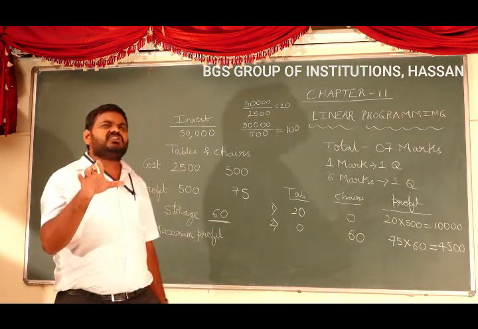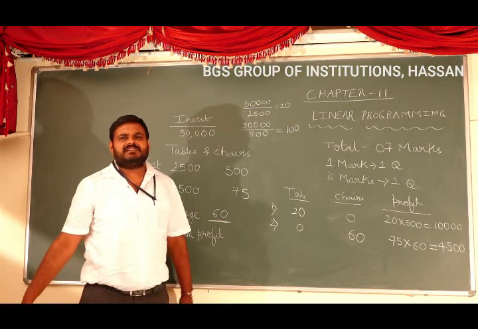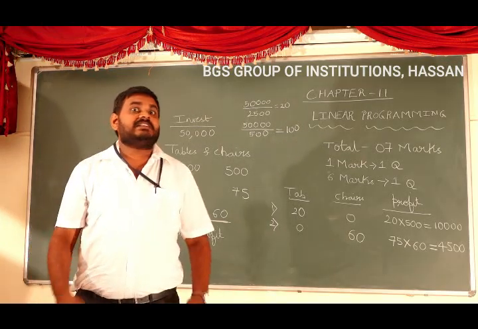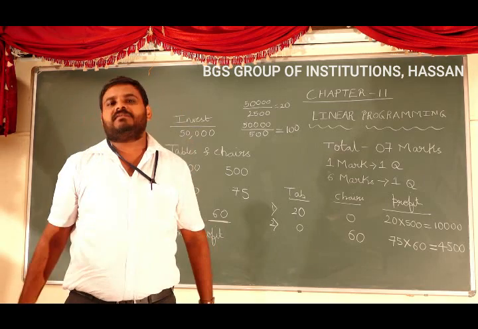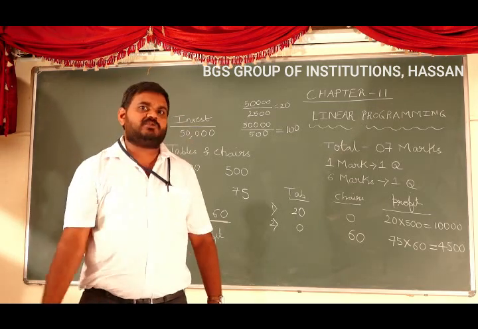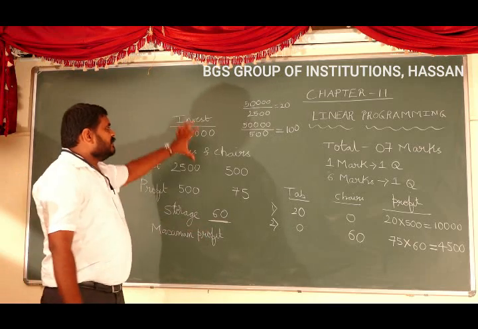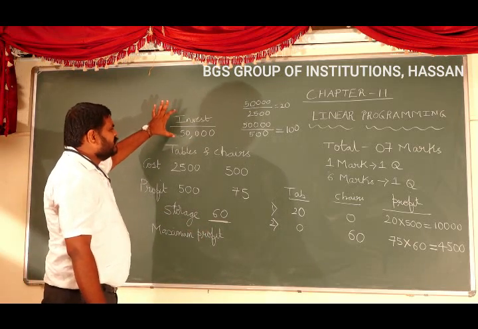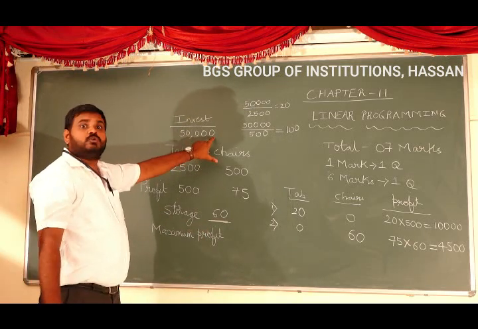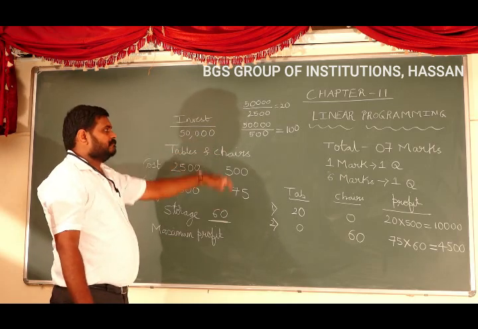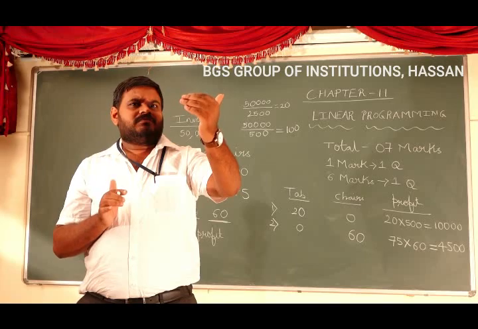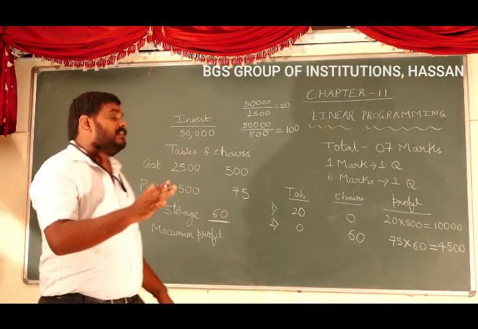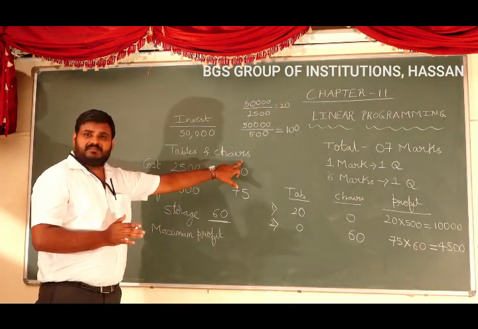Let us take a situation where there is a businessman. As soon as we get to know that there is a businessman, we will get to know, okay, there is some investment to be done, because all businesses need investment. Now, let us think that there is a businessman who can invest a maximum of 50,000 rupees for his business. Okay. Now, a businessman needs to sell something. Let us think that this businessman sells tables and chairs.